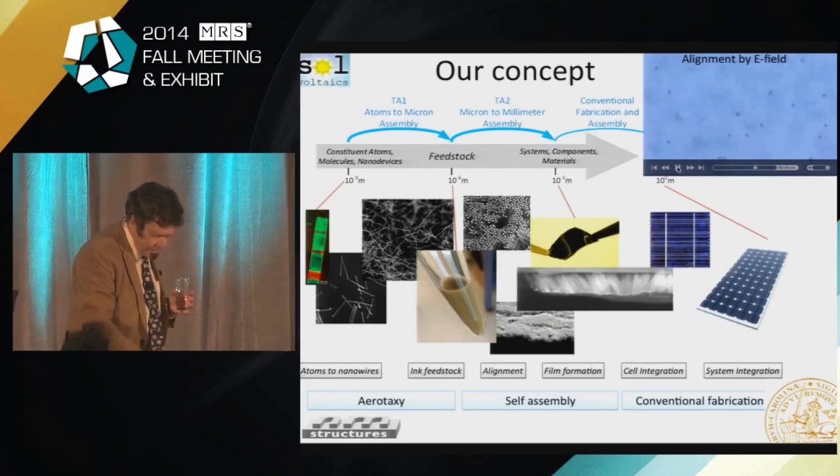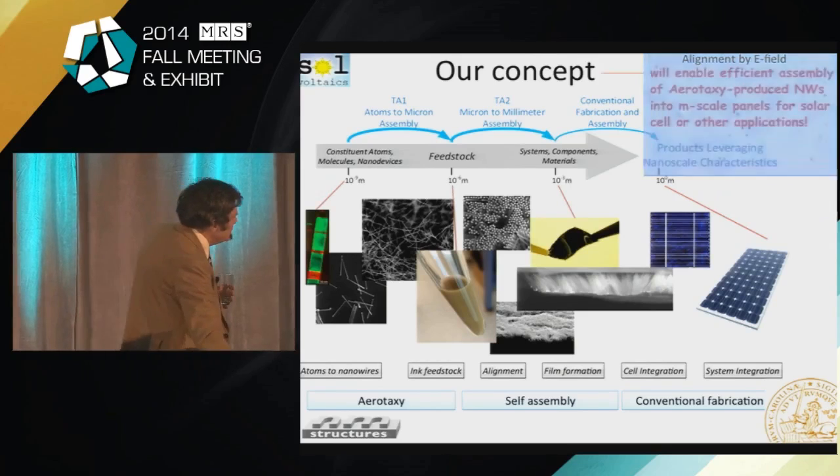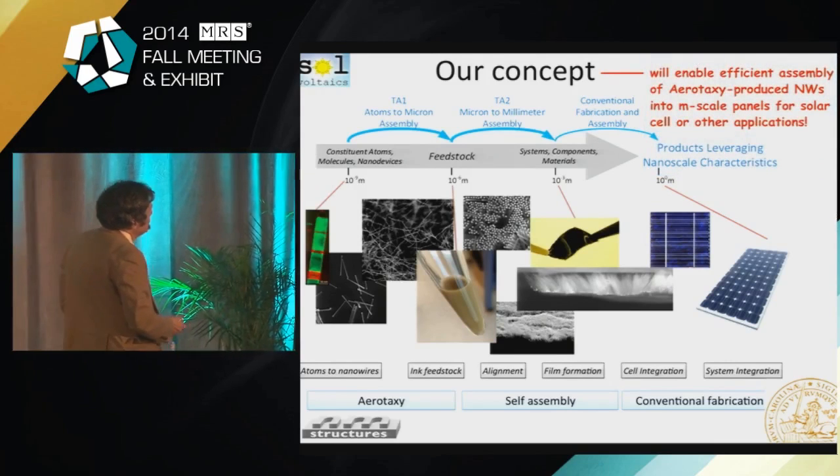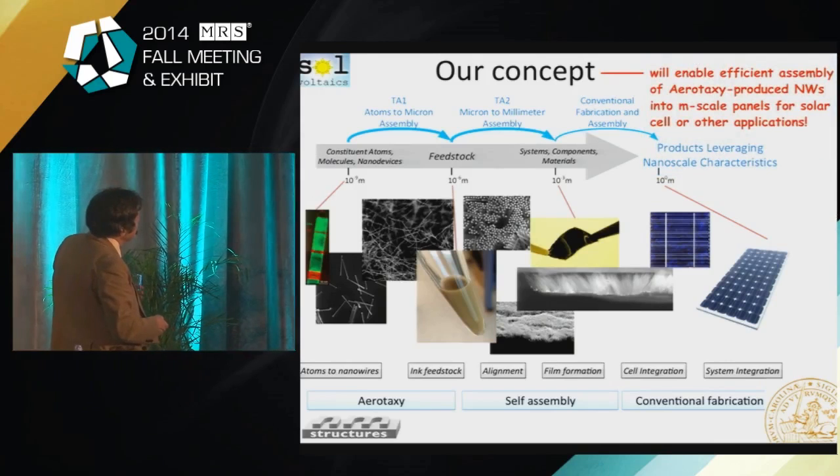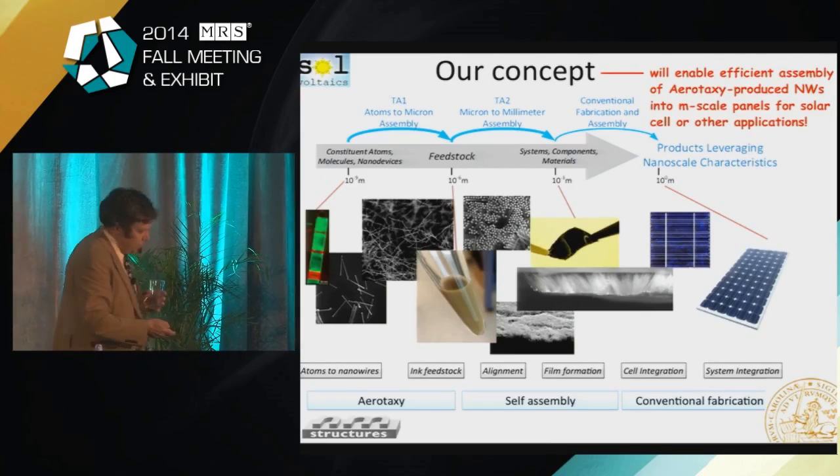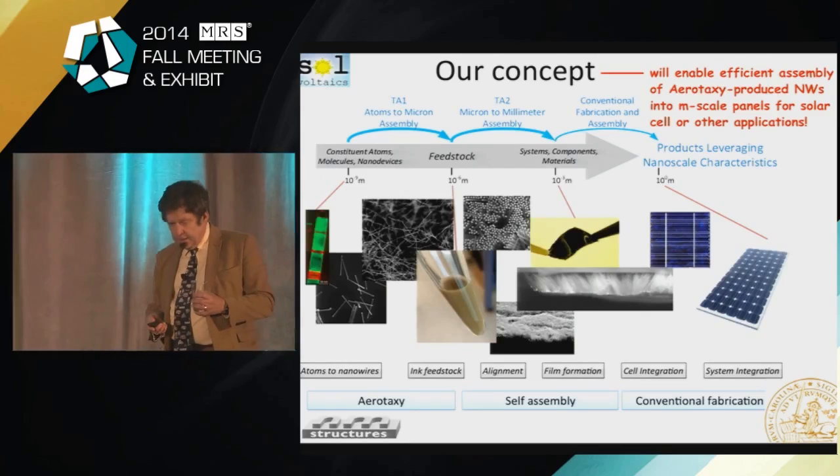So that looks like one of the interesting opportunities. And with this, we think we will enable the efficient assembly of aerotaxy-produced nanowires into meter-scale panels for solar cells, but also for other applications like lighting.